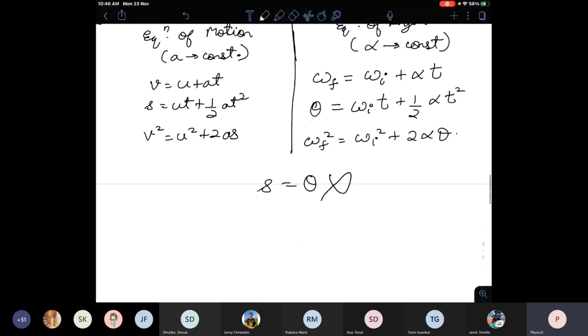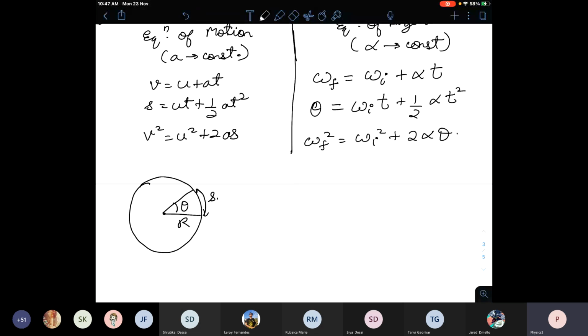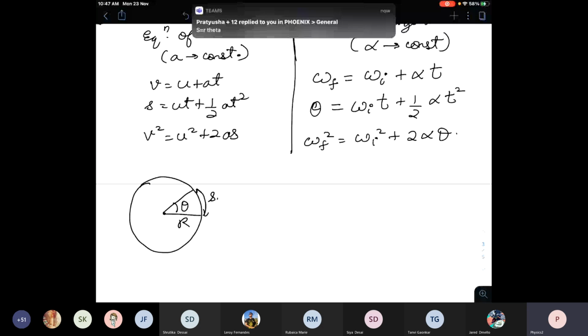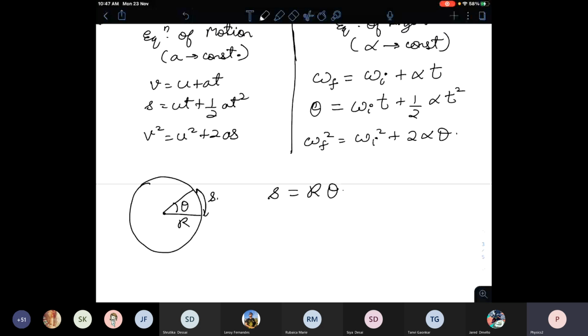What is the formula of arc length? Don't write this as s equal to theta. That will confuse you only. If s is the arc length, r is the radius, and theta is the angle made by the arc, then using the perimeter formula, you can write s is equal to r theta. This is the connecting link between linear motion and angular motion.